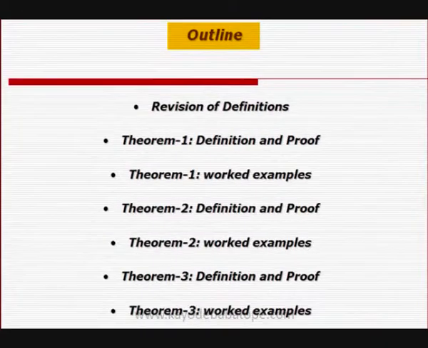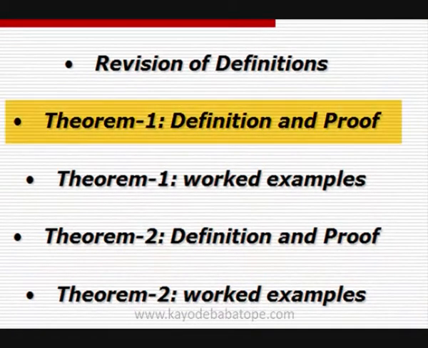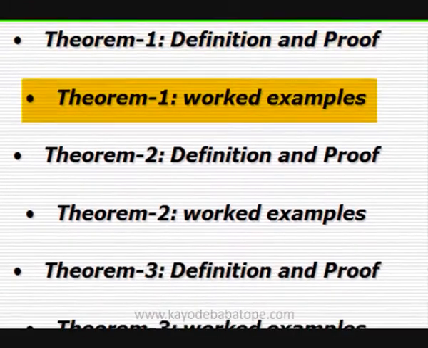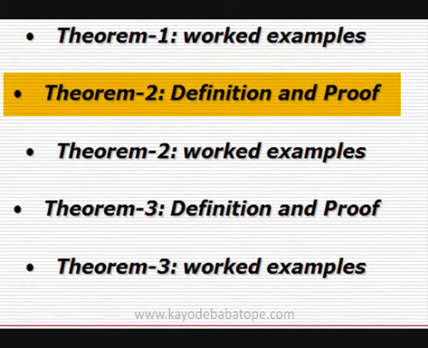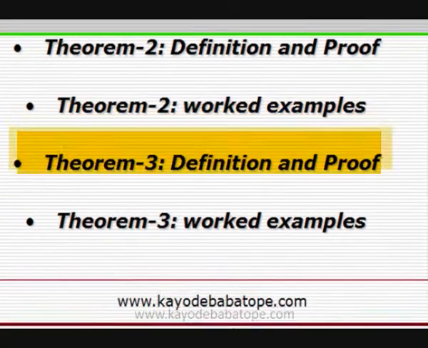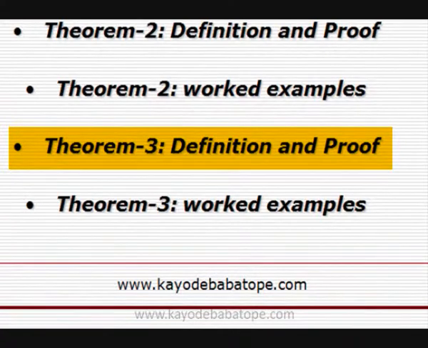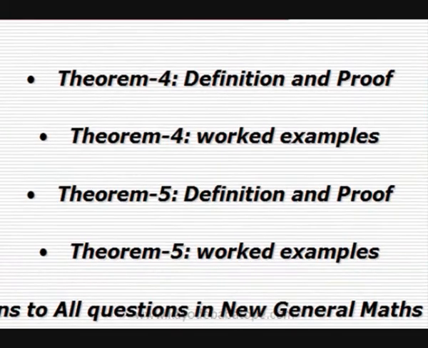The outline for this module is as follows. We will be looking at the revision of some very important definitions. Then we will look at Theorem 1, the definition of Theorem 1 and its proof. Then we will look at some worked examples based on Theorem 1. Then we look at Theorem 2 with its definition and its proof. We look at worked examples based on Theorem 2. We look at Theorem 3, its definition and its proof. And then we look at examples based on Theorem 3.